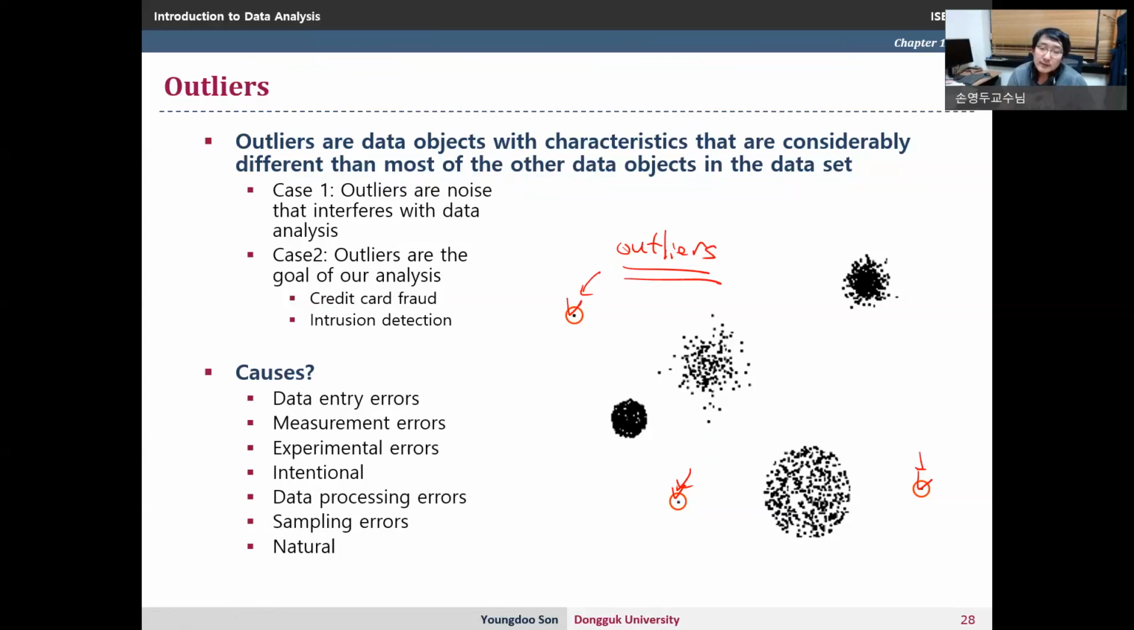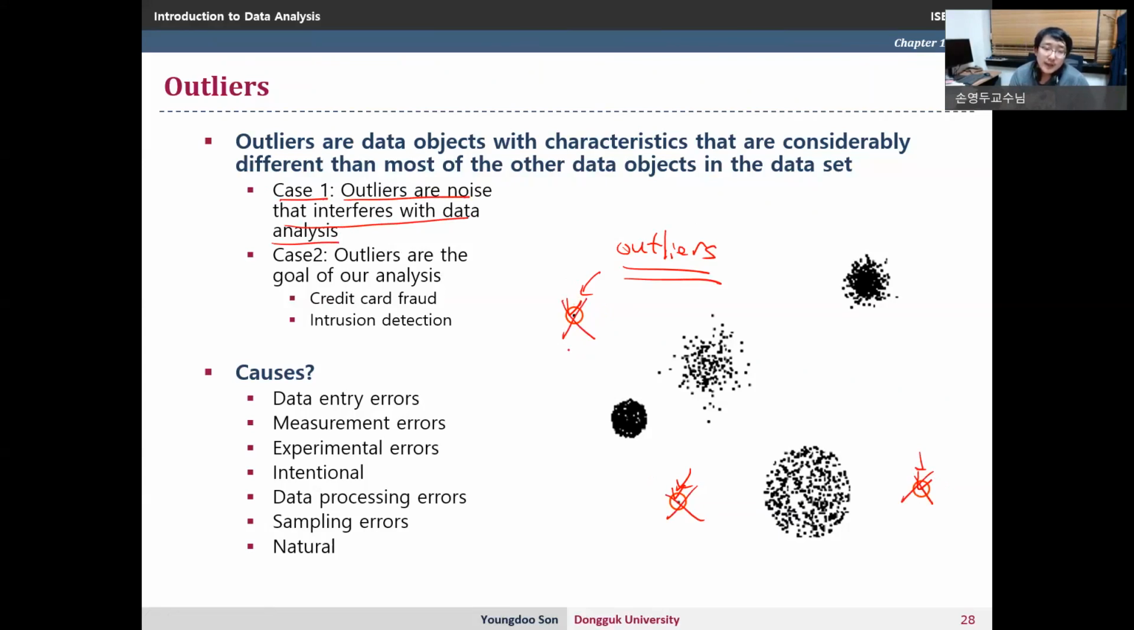The outliers usually have two meanings in data analysis. Case one: they are just noise that interferes with the data analysis. They just hinder our analysis. So in this case, we had better remove these outliers if we find that some points are outliers.